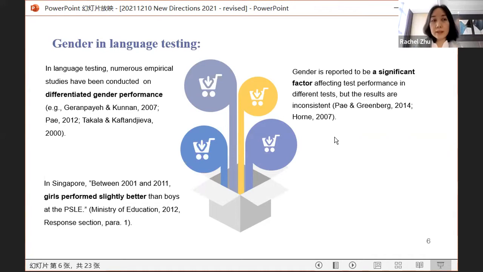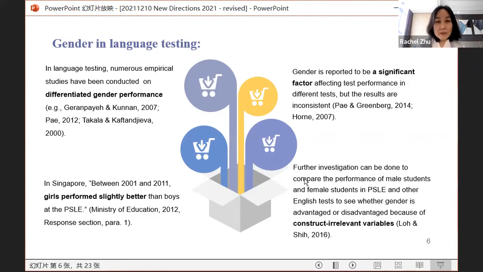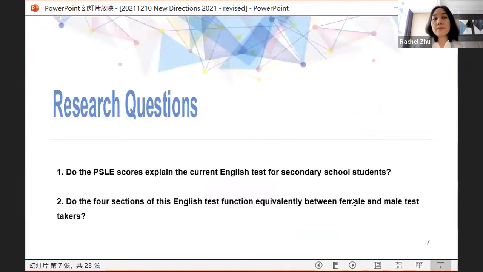As I said, the results are inconsistent. Back to Singapore, according to a report of MOE, between 2001 and 2011, girls performed slightly better than boys at the PSLE. So these two scholars in 2016 suggested that further investigation can be done to compare the performance of male students and female students in PSLE and other English tests to say whether gender is advantaged or disadvantaged because of construct irrelevant variables.